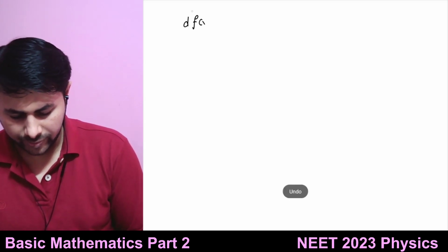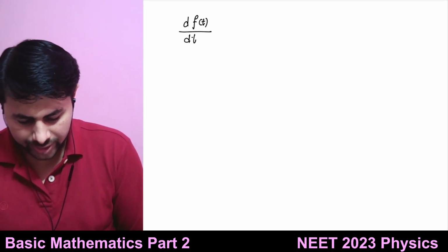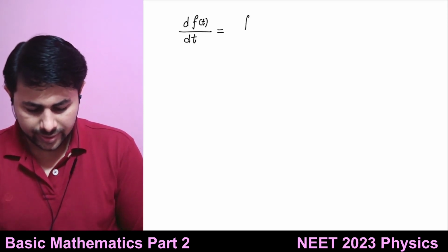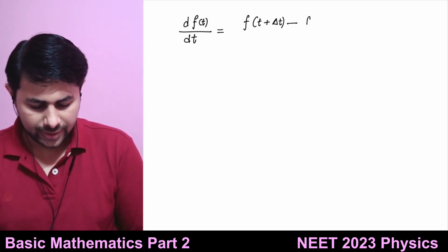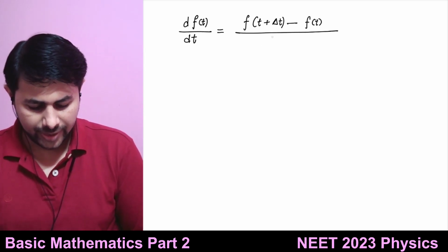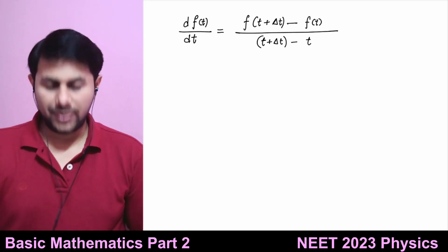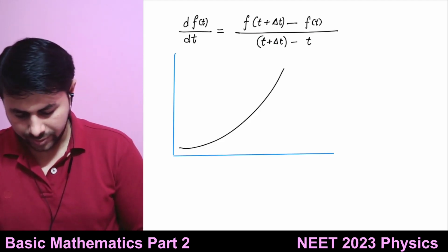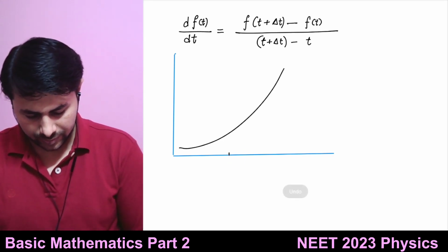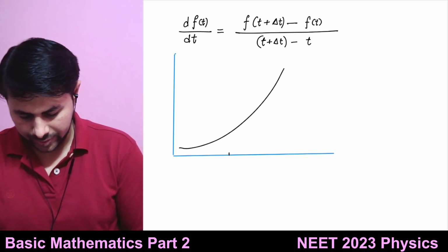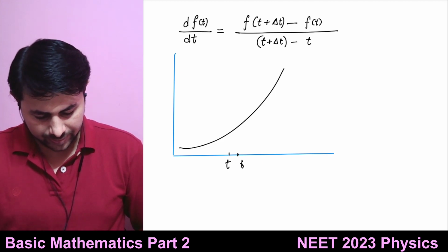So now what is the derivative of f of x? Sorry, we took t as the variable, so the derivative of f of t with respect to t is f of t plus delta t minus f of t, divided by t plus delta t minus t. Let's see this in the graph. So this is my t, or you can call it t1. This is t plus delta t.